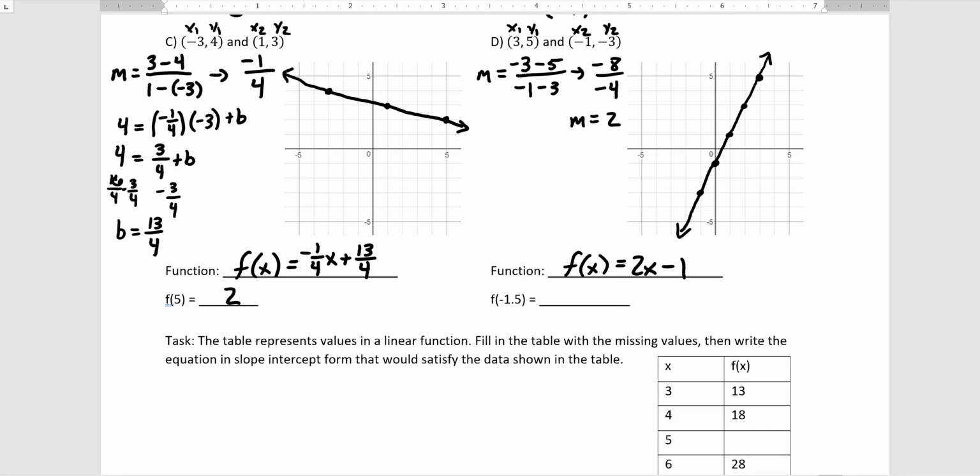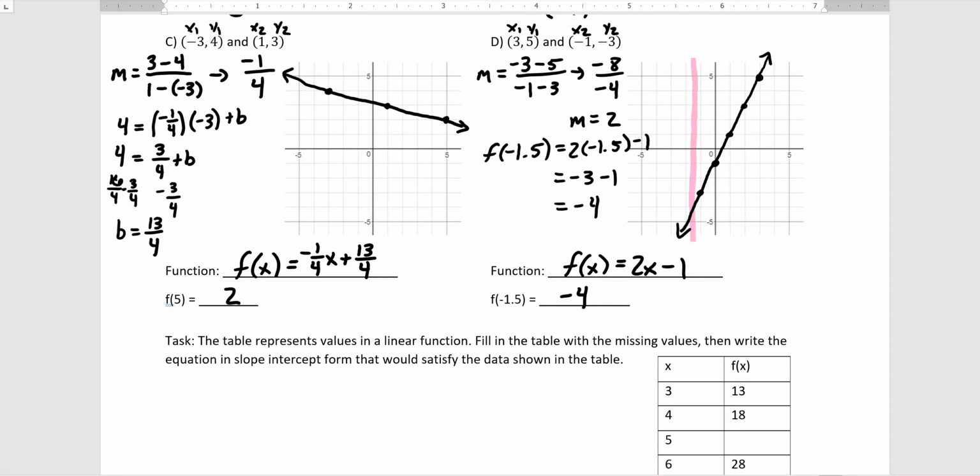Now to find f of negative 1.5, that's my input. So I need to plug that in. F of negative 1.5 equals 2 times negative 1.5 minus 1. Well, 2 times negative 1.5 would be negative 3. Negative 3 minus 1 would equal negative 4. All right. So negative 4 is my answer here. Now think about on our graph as well, negative 1.5 would be the value between 1 and 2. So it'd be on this, splitting that line right there.